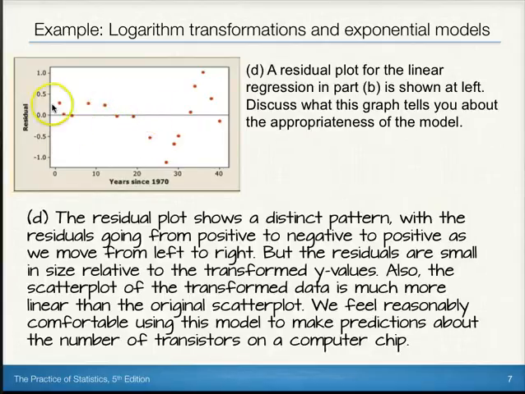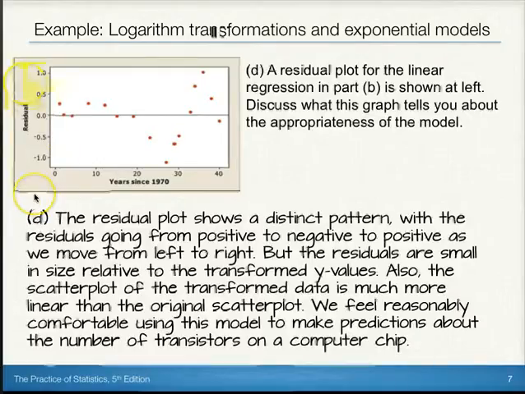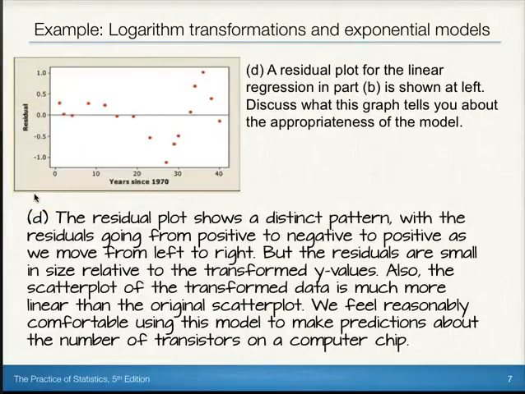However, when we look at the values of the residuals, they're fairly small relative to the size of the transformed y values. Also, when we looked at that scatter plot of the transformed data, it was very linear, much more linear than the original scatter plot. So when we couple the size of the residuals with the fact that that scatter plot for the transformed values was very linear, we can feel reasonably comfortable using this model to make predictions about the number of transistors on a computer chip.